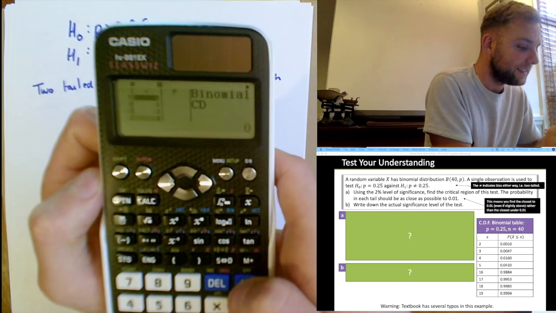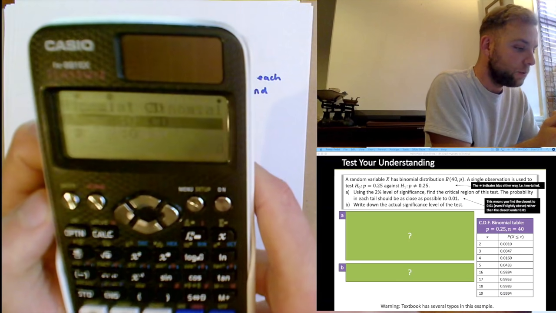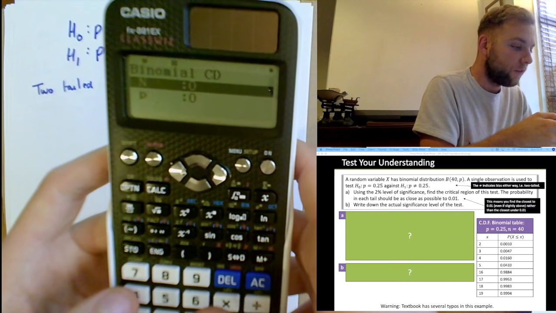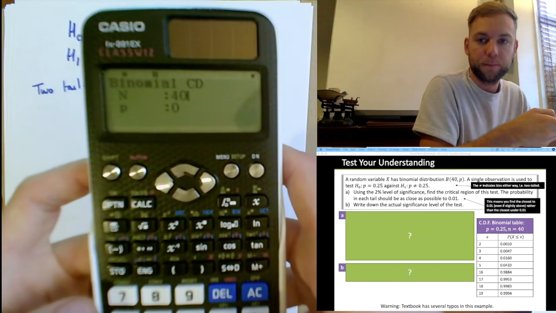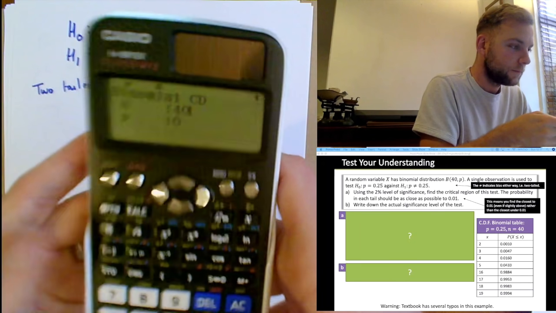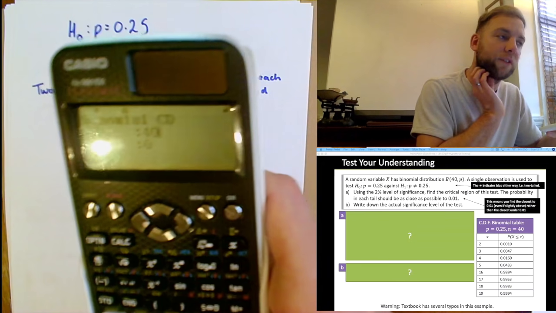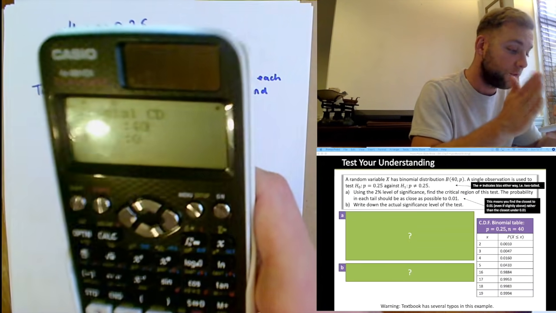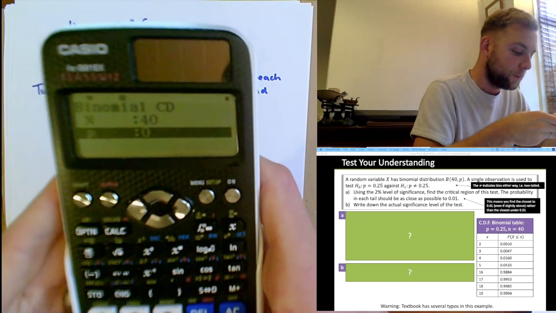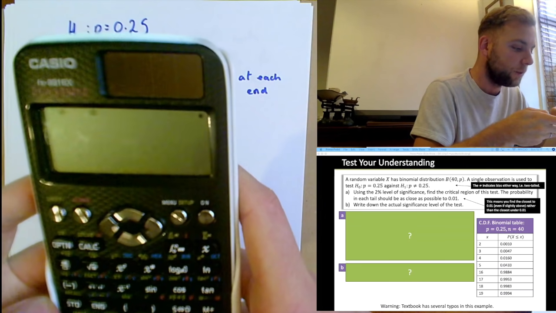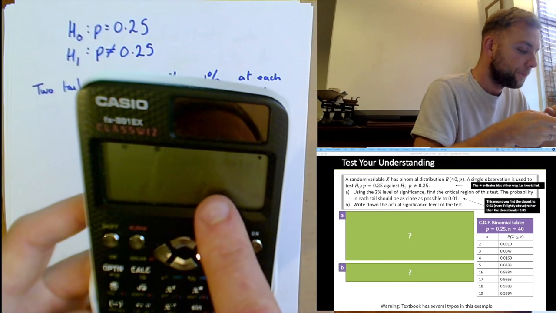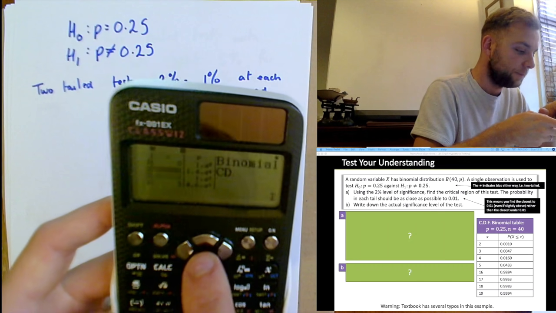I press AC, I press equals. I know I'm doing this 40 times, and the probability of it happening is 0.25. So I'm going to put that in there, and I've got all these values here.